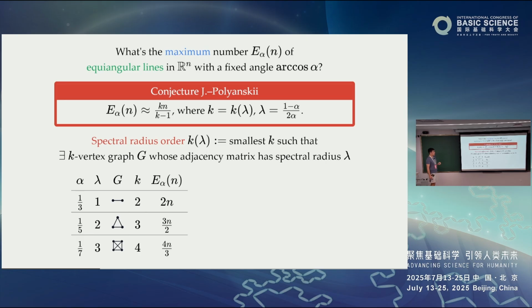So already here you can see that this problem has something to do with spectral graph theory, meaning a subfield of graph theory that studies the eigenvalues of graphs.